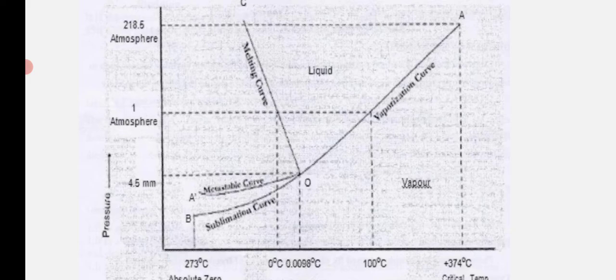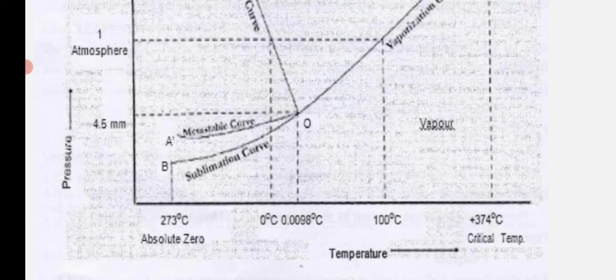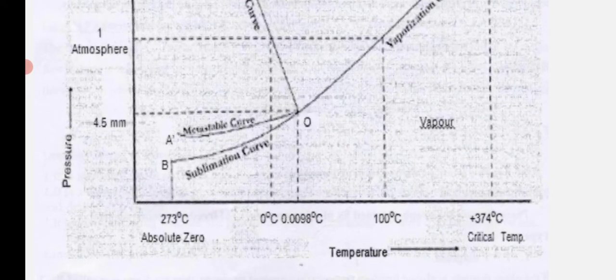Next, I will talk about curve OB. Curve OB is called the sublimation curve. It shows the equilibrium between ice and vapor. Here phase equals 2, component 1. According to the phase rule equation, F equals C minus P plus 2, the degree of freedom equals 1, that is, this system is univariant. This equilibrium will extend up to minus 273 degrees Celsius. Below this temperature, vapor cannot be present, only ice is present.